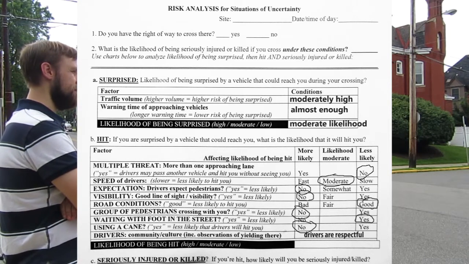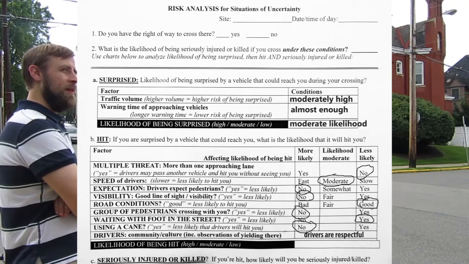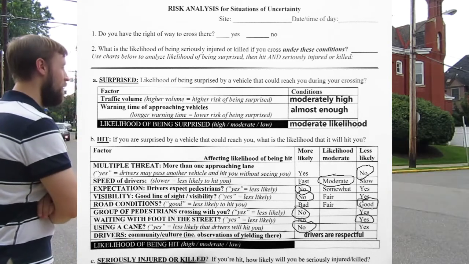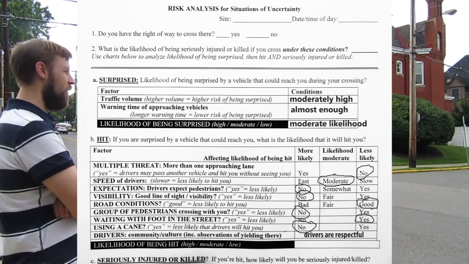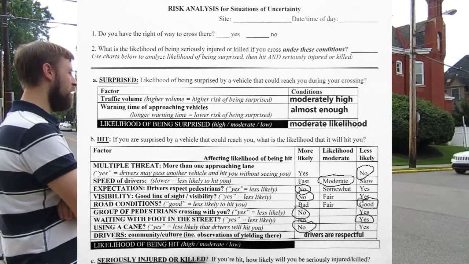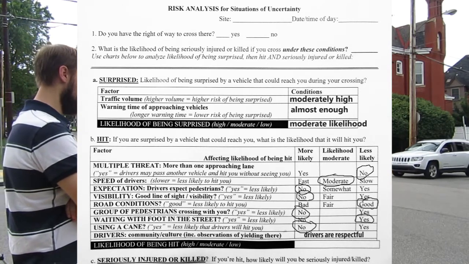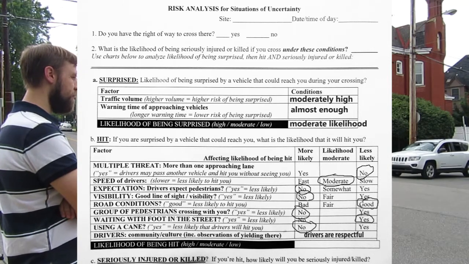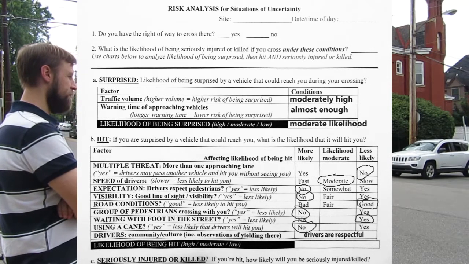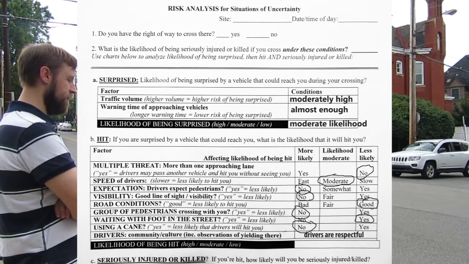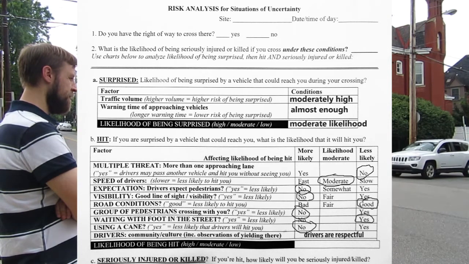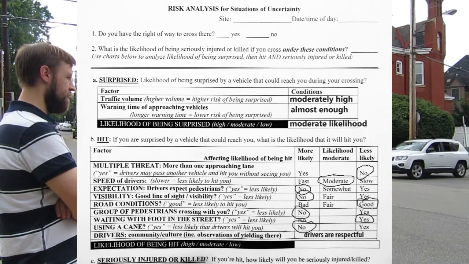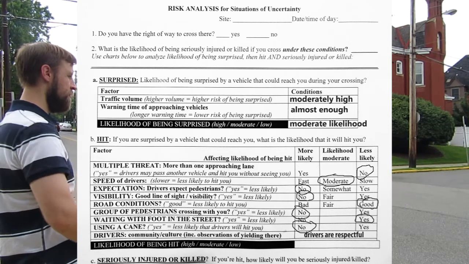We then summarized that conditions that made it more likely drivers would stop included the fact that there was only one lane in each direction, road conditions were good, Josh could wait with a foot in the street, and drivers in the area tended to respect pedestrians. Conditions that made it more likely the drivers would hit him included the fact that they weren't expecting him, and from the right they couldn't see him from very far. He'd be crossing alone, and he wouldn't have a cane.